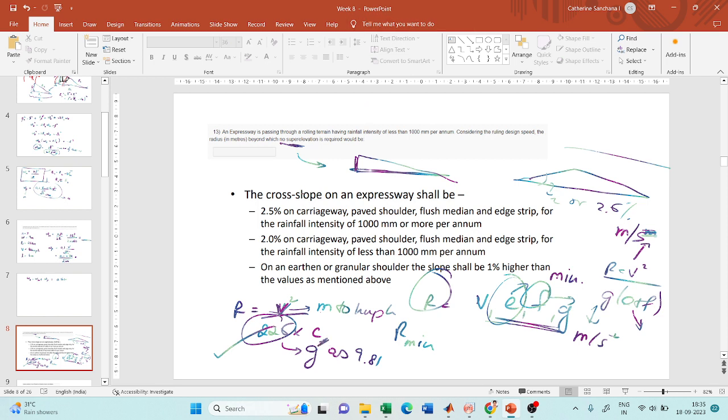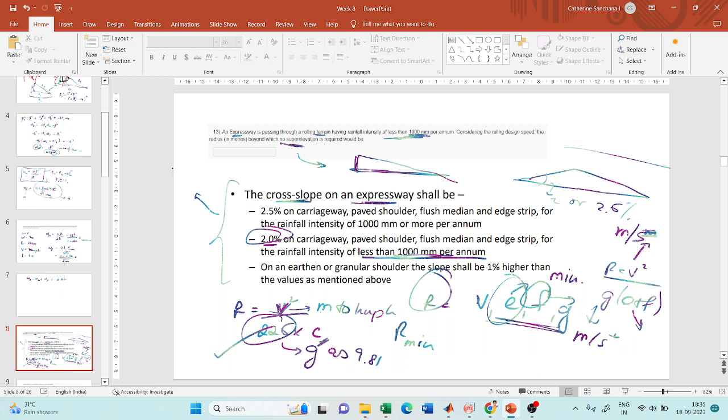That's it. Okay. So they have said that it is an expressway in a rolling terrain, and it has a rainfall intensity of less than 1000 mm per annum, right? So for this problem, the camber is 2%, because for less than 1000 mm per annum of rainfall on an expressway, the camber required is 2%. This information has been taken from the session where we talked about camber, the cross slope.